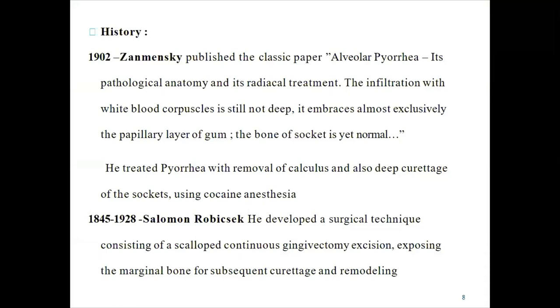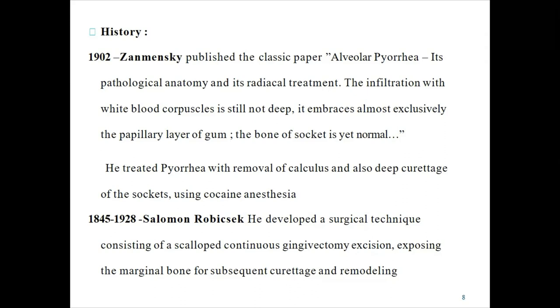Talking about the historical aspect of gingival curettage, first of all, in 1902, Zamnisky published the classic Alveolar Pyorrhea, its pathological anatomy and radical treatment. What he found was that the infiltration with WBCs was not very deep and was confined almost exclusively to the papillary layer of the gum. So he treated pyorrhea with removal of the calculus, and he was the first person who performed deep curettage of the sockets using cocaine anesthesia.